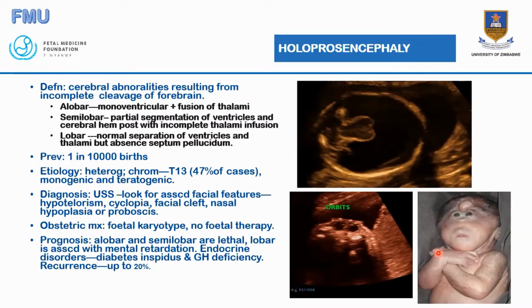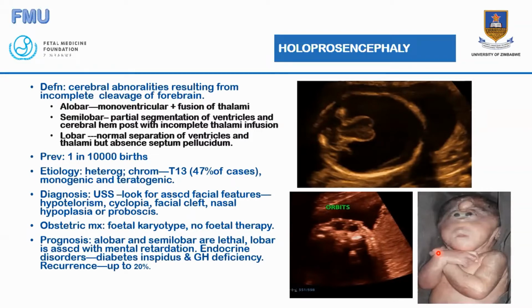Holoprosencephaly is a condition whereby during the 3rd to the 5th week, the brain fails to divide. The brain is normally supposed to undergo cleavage, both coronal, transverse, and also sagittal. But in this condition, there is abnormal division of the brain, and the brain fails to divide, so that instead of having a normal ventricular system, they will have a monoventricle.